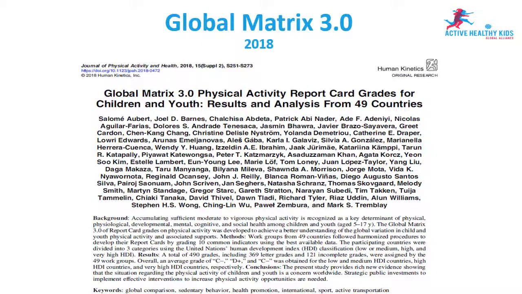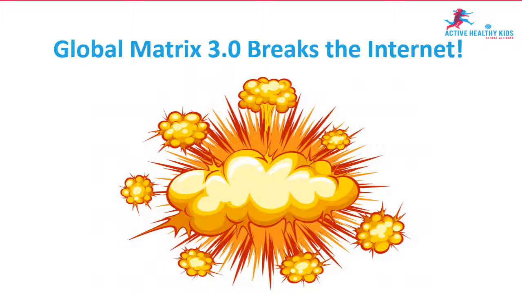And so the Global Matrix 3.0 was prepared and released in 2018. You'll see this time 49 countries from around the world released at an event in Adelaide, Australia. Again, the paper with all of the detailed results is available through the Journal of Physical Activity and Health through open access. The goal of the release this time was to have even greater impact around the world, to reach more people, to increase the force of the call to action to try and reduce childhood physical inactivity around the world.